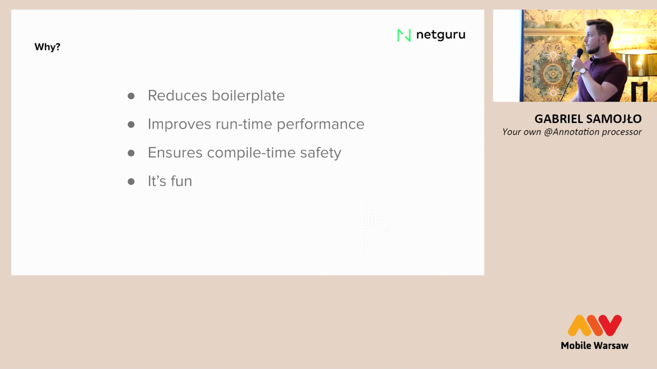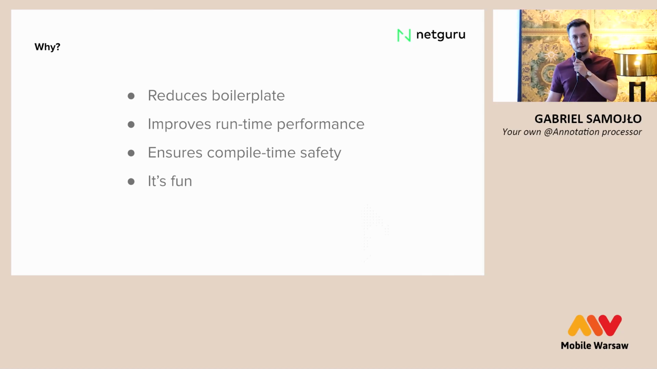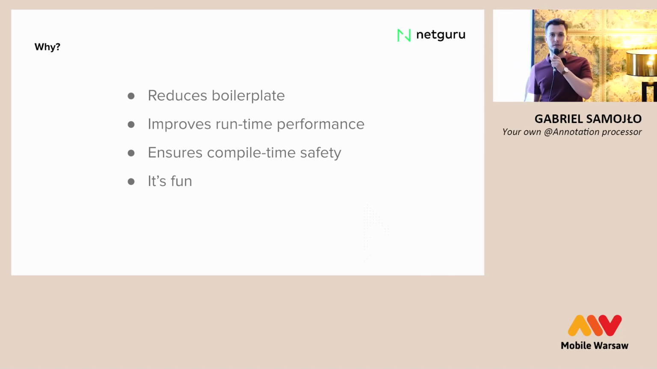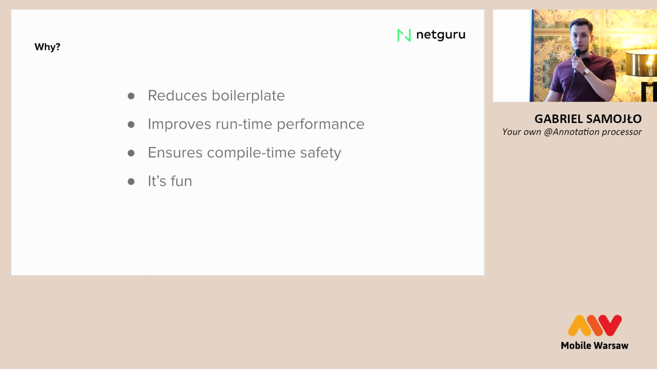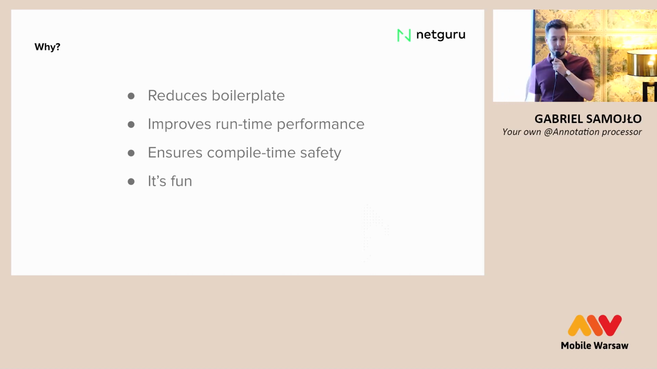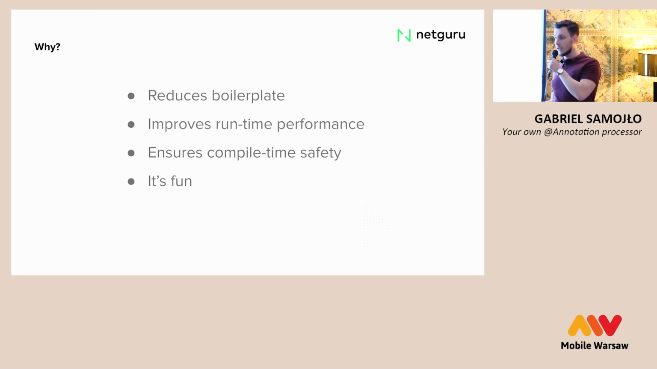Annotation processing improves runtime performance. So it means that if something compiles, then it will work, right? You don't have runtime issues with Dagger. With Koin, you can have, right? So if Dagger compiles, it will provide your dependencies. Also, it has compile time safety. That means that everything is compiled before being provided to your app.